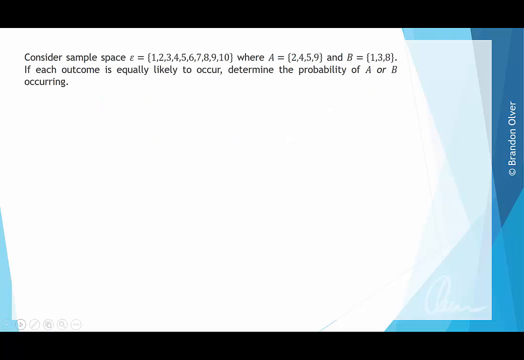Next, we'll consider the sample space, which contains 1, 2, 3, 4, 5, 6, 7, 8, 9, and 10, where the event A is defined as the list of 2, 4, 5, and 9, and the event B is the list of 1, 3, and 8. If each outcome is equally likely to occur, we want to determine the probability of A or B occurring. For this, we can see that the elements in A and the elements of B have nothing in common, which means that A and B are mutually exclusive. We found that out because A intersect B is equal to the null set. There's no elements in common.